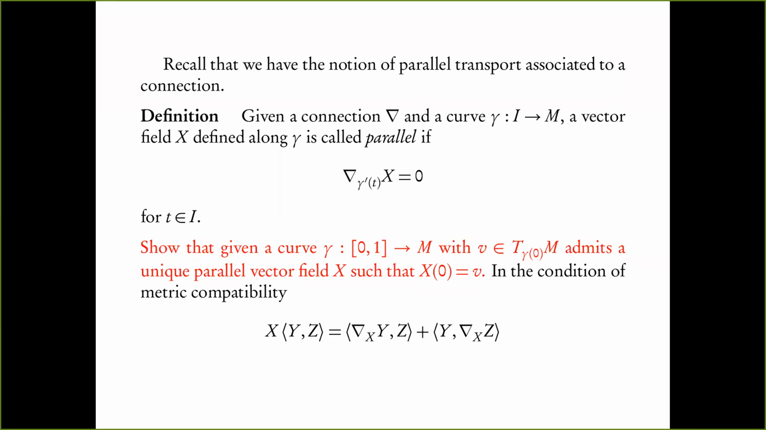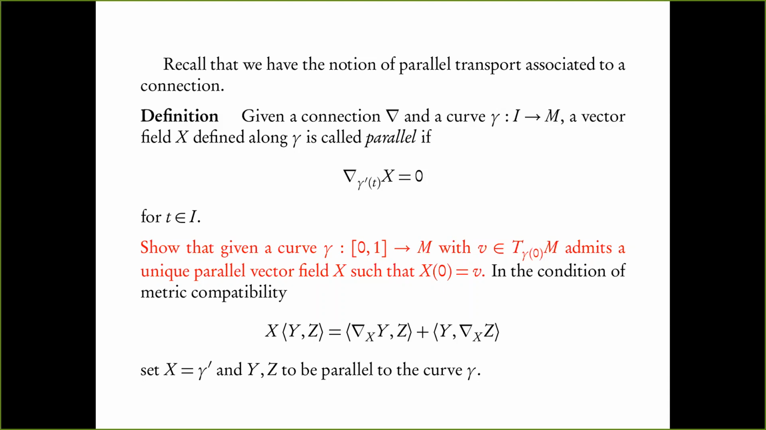Okay, so why am I recalling this? Well, remember the metric compatibility condition looks like this, right? So let's take x to be gamma prime. So x is now a vector field, which is simply the velocity vector field of the curve gamma. And I take y and z to be parallel along the curve. So I do not take any arbitrary vector fields y and z. I choose y to be parallel along gamma prime, and the same with z.